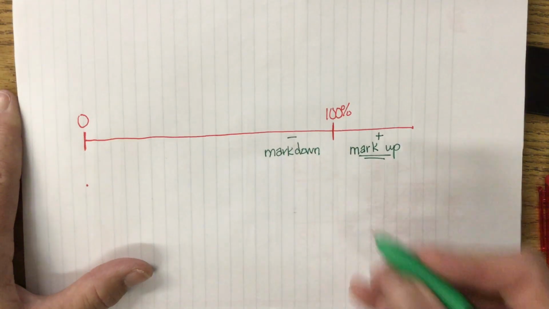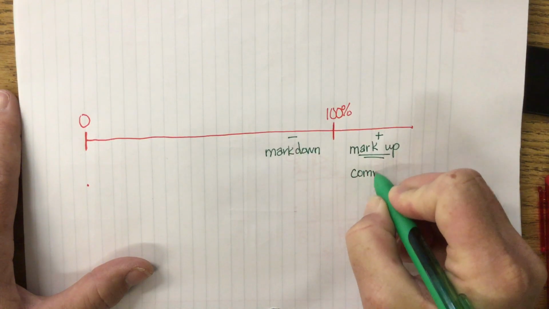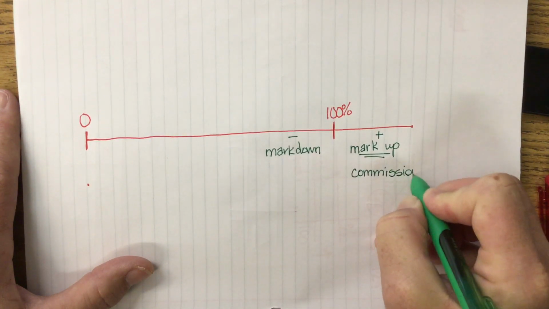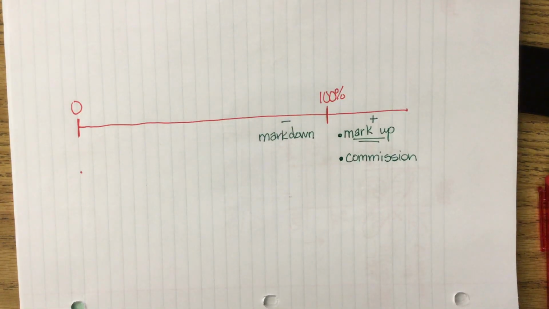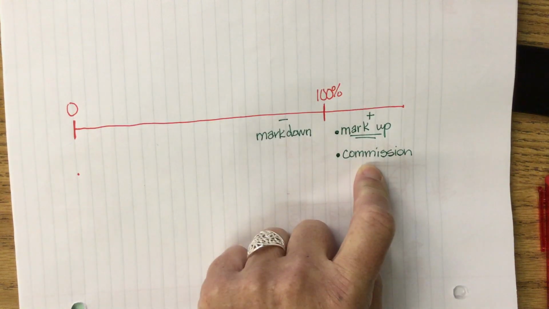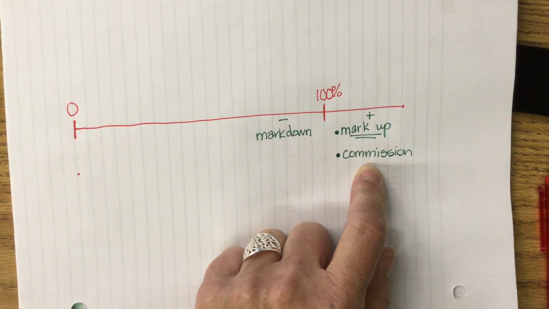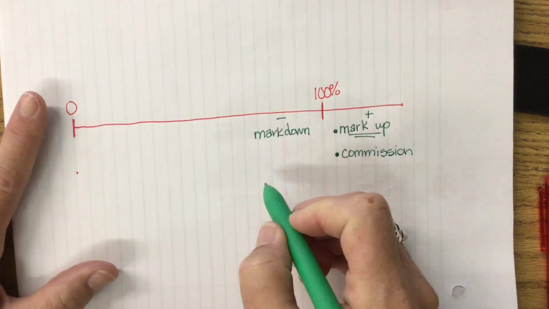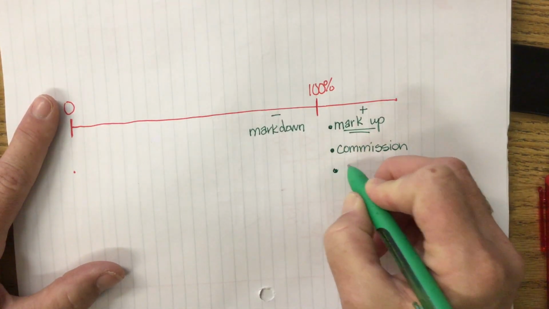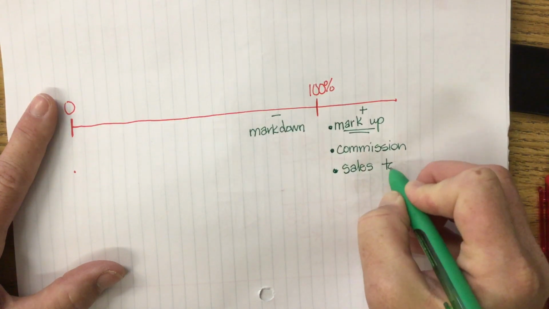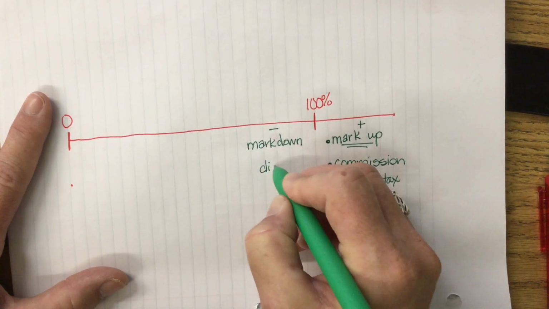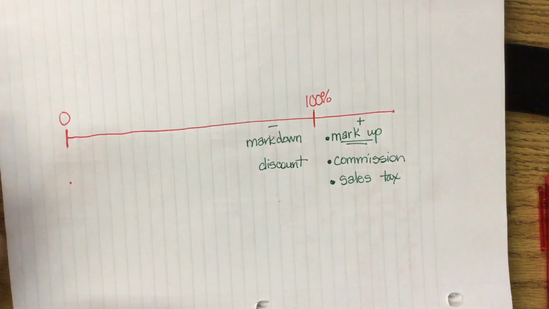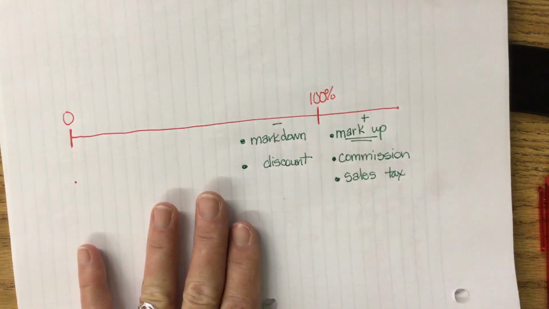Now some other words that we talk about are commission. Okay, many jobs work on a commission. And so let's say a car salesman, his livelihood depends on how many cars he sells, because commission might be a certain percentage on his sales. Okay? All right, and then you have sales tax. You also have another word for a markdown, which would be a discount. Okay? All right, let's put that into practice.